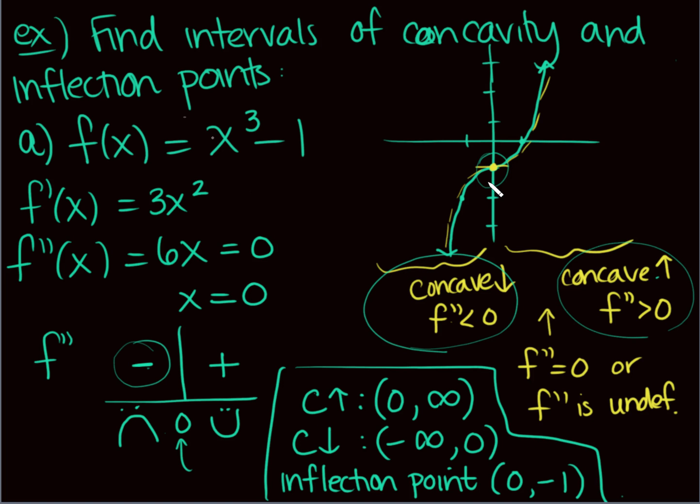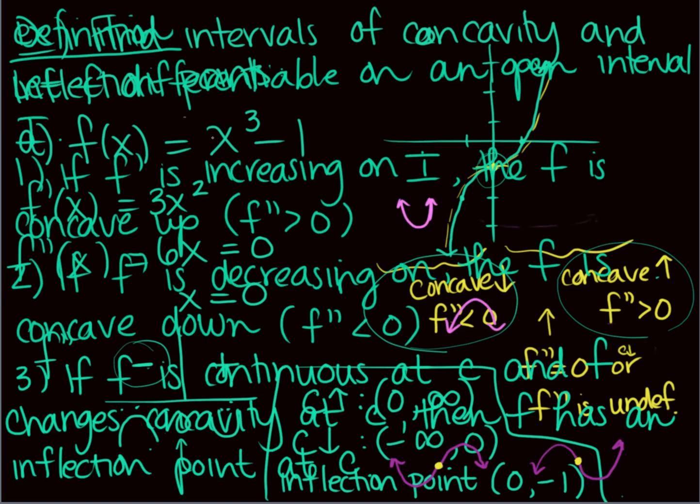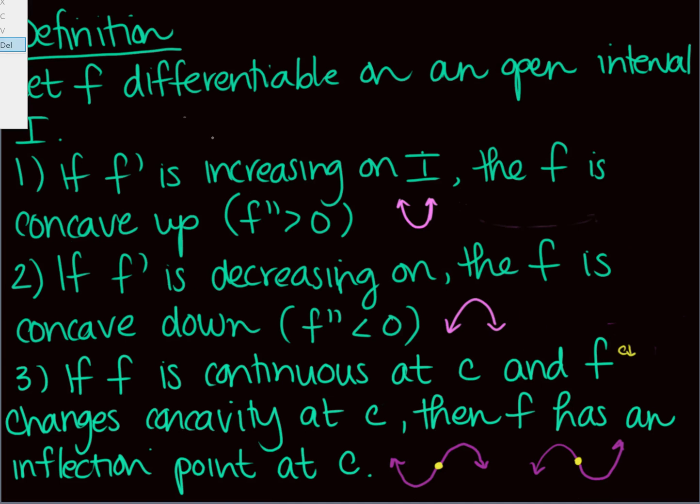Okay, I want to look at another one. Really quick, let's look at one that doesn't change concavity. So for example, something like this. What if I had f of x equals, excuse me, let's see, sorry, I'm overthinking this a little too much. 3x squared minus x, something like that. So my graph is 3x squared minus x.